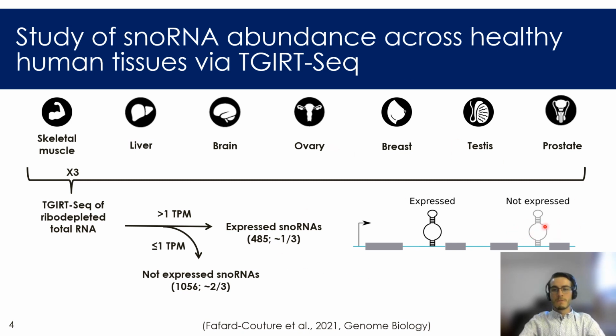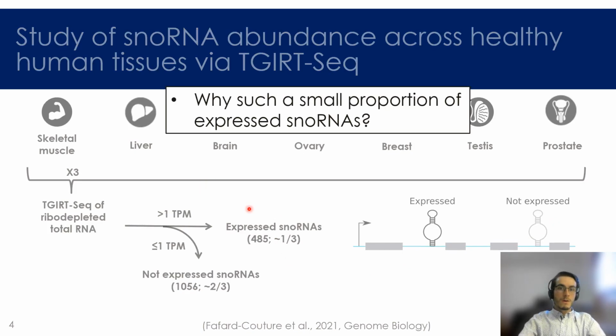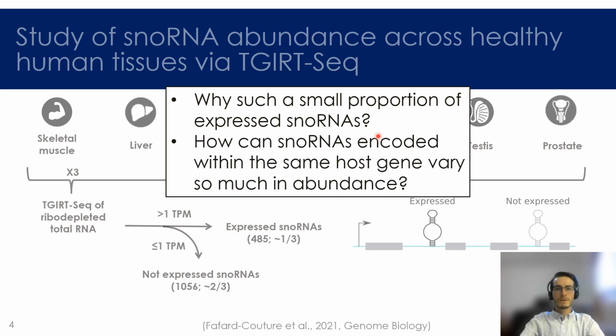So this study raised multiple interesting questions, such as why is such a small proportion of all the annotated snoRNAs in the human genome expressed? And also, how can snoRNAs encoded within the same host gene vary so much in abundance? So these will be the 2 questions that I'll try to answer today for you.